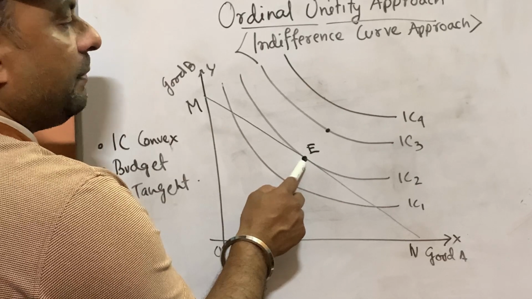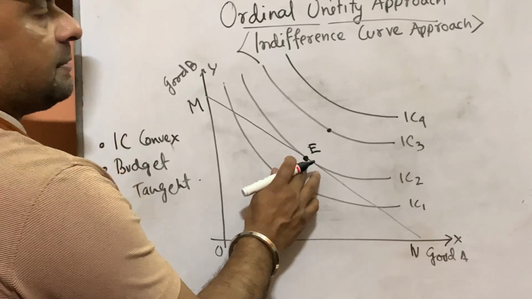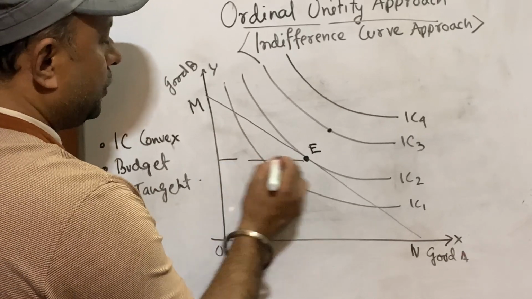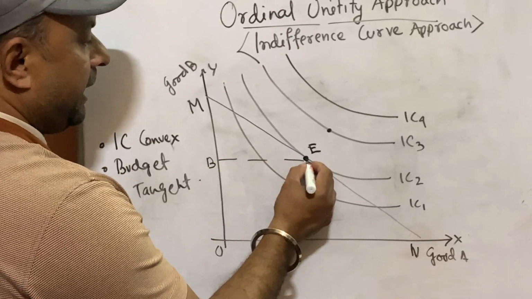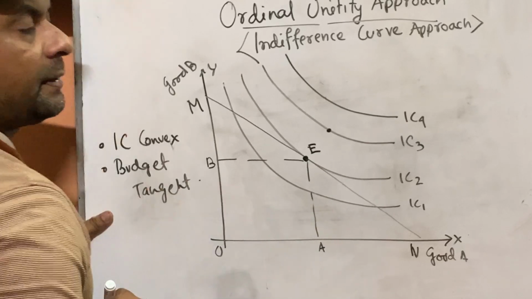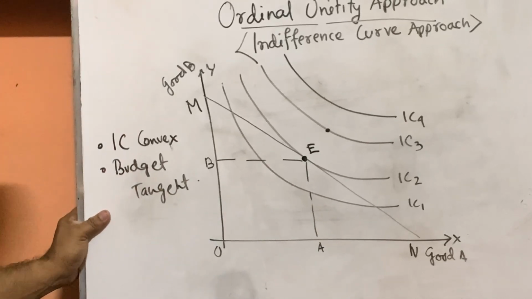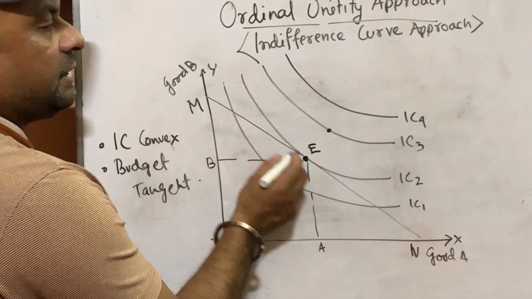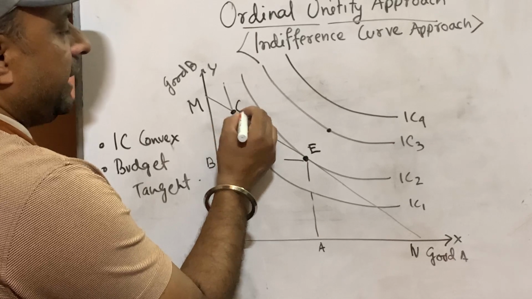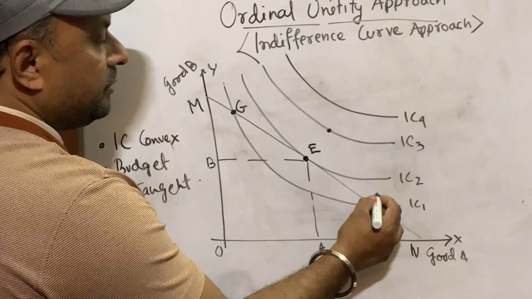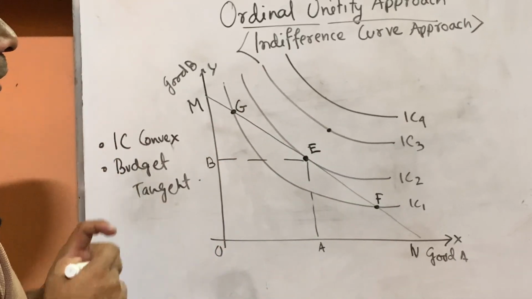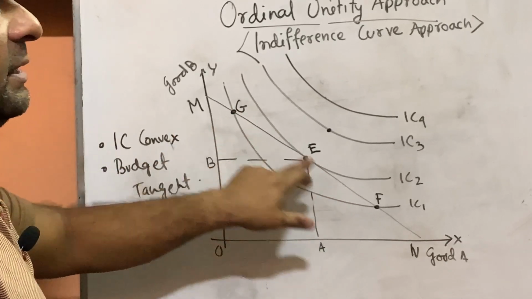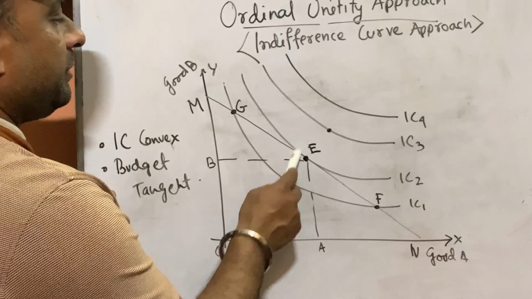So this is the equilibrium point where he can get maximum satisfaction through spending his income, and he will come back home through consuming this much of good B and this much of good A. Now another interesting point, he can consume at this point also within the budget. He can also consume at this point also, because these two are also within the budget line. G and F are also within the budget line, but he is reaching equilibrium at E.